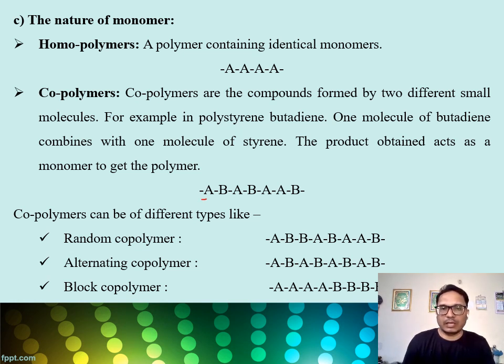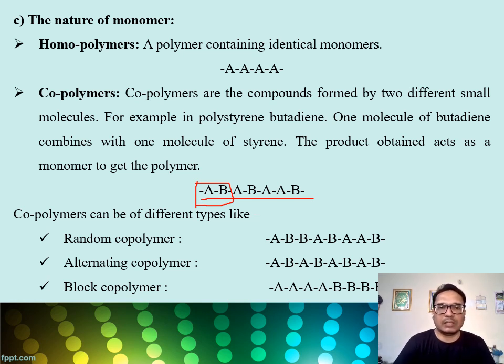For example, here in this type, if we take A as polystyrene and B as polybutadiene, then both polybutadiene and polystyrene will act as monomers, and these monomers will join together to form polystyrene butadiene.